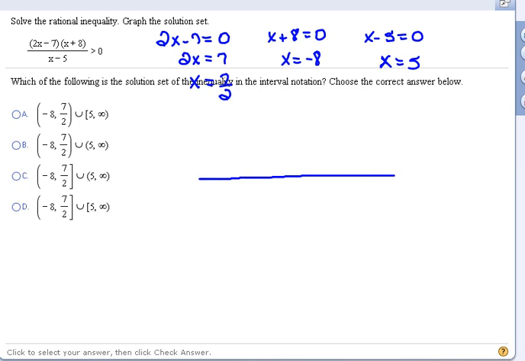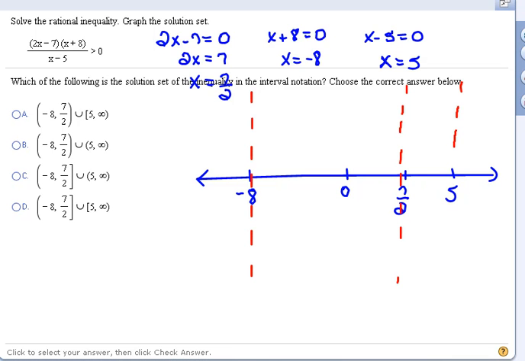We're going to write these on a number line, draw it out, and negative 8 would be over here, and then 7 halves would be about 3 1/2, so 0's here. I'm going to put 7 halves here, and then 5 would be right over here. So this is going to separate out our number line. And I'm going to write in each one of my factors also, in a different color. We had 2x minus 7, x plus 8, and x minus 5.